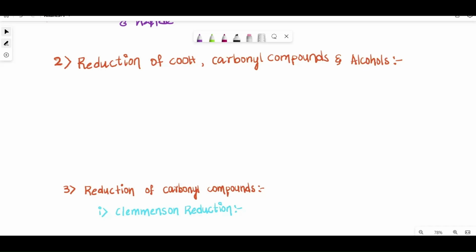Let's see another method for preparation of alkanes. That is reduction of acids or carbonyl compounds or alcohols. We can reduce these groups in order to get alkane. Let's see one example. Let's take an alcohol plus reagent, red phosphorus and HI.